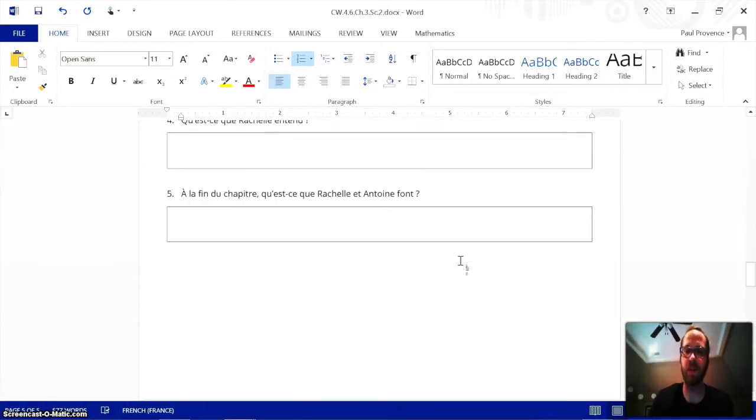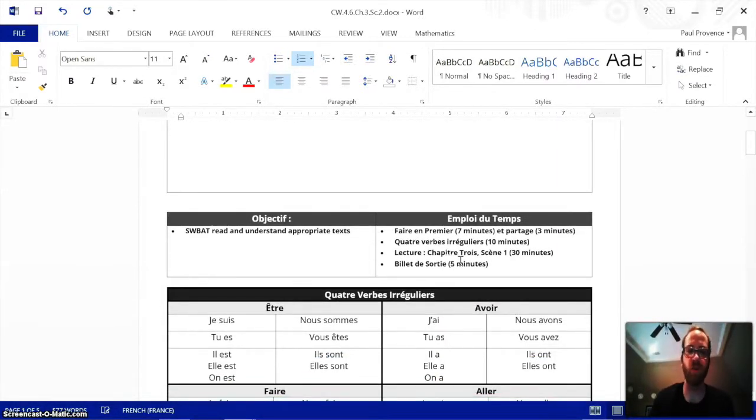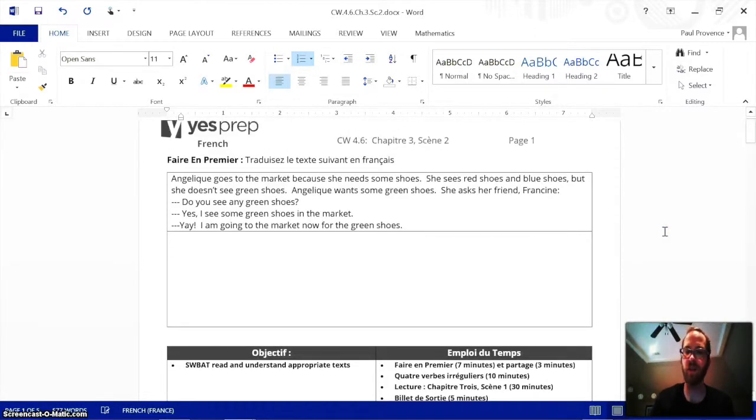So I'm going to go to the beginning of my lesson now. I've got the objective: students will be able to read and understand appropriate texts, Chapter 3, Scene 2 of Pirates Français des Caraïbes. I've got my agenda, which is pretty bare bones. The very first thing that I'm going to do is see if students remember some target vocabulary from previous chapters, right?